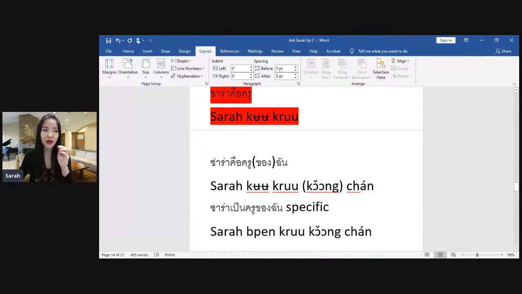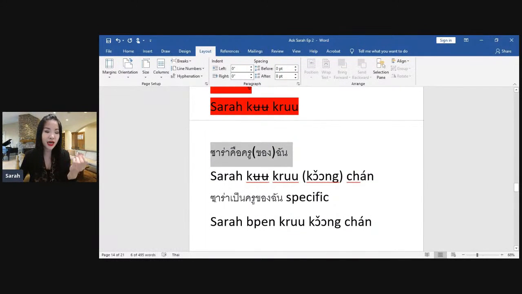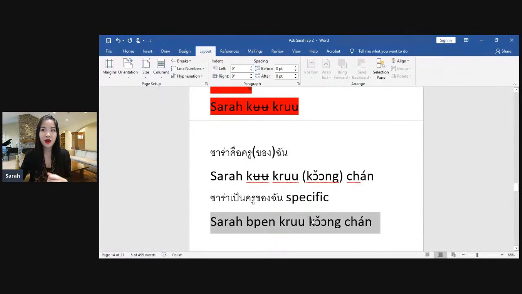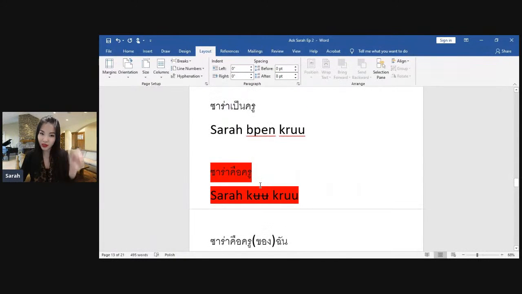But I would say if you stick to specific or definition and use คือ, then you will understand it better, because you can use เป็น in colloquial Thai too. คือ is just more formal in this context. Sarah เป็นครูของฉัน is fine, it's not wrong. If it's specific, you can use เป็น, but you cannot use เป็น when it's a name. Let's go back again.